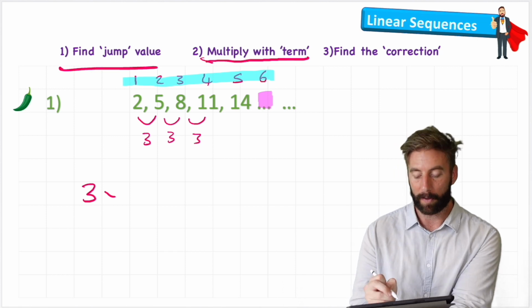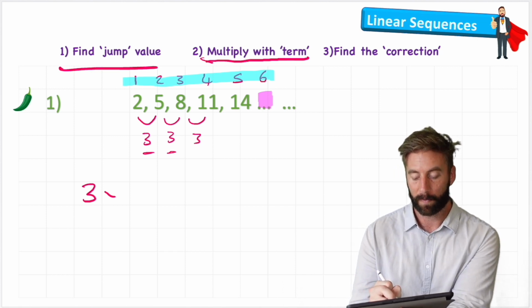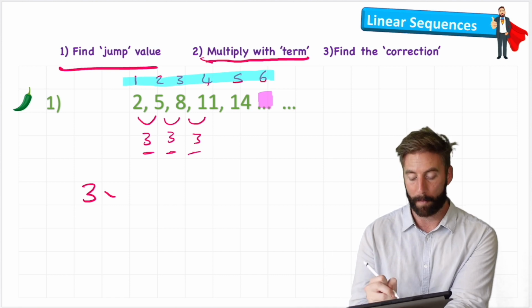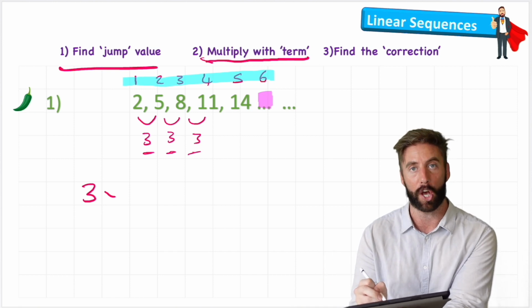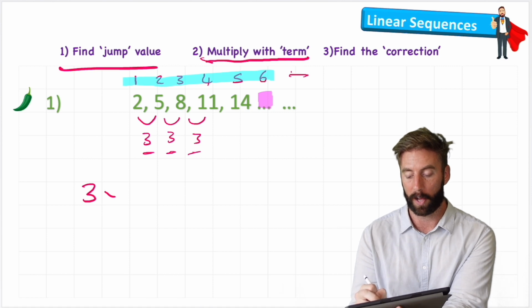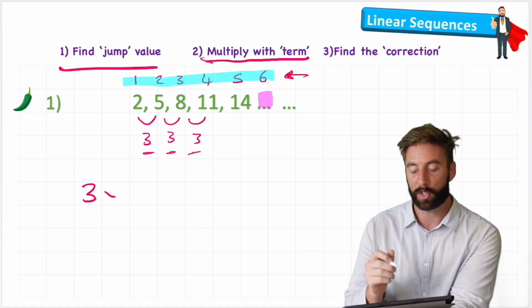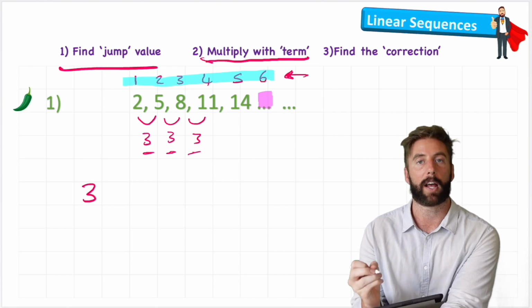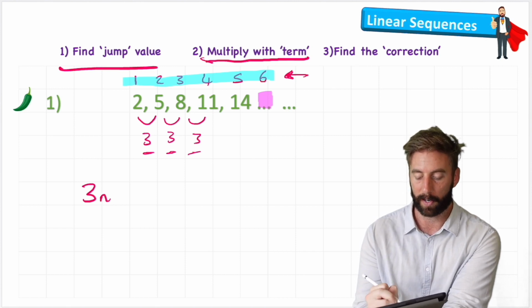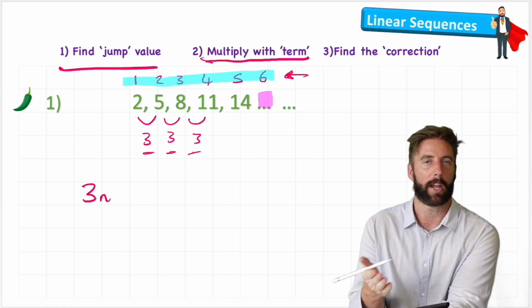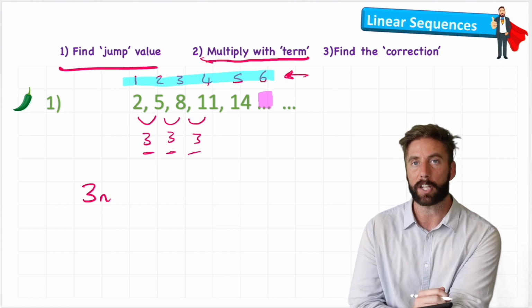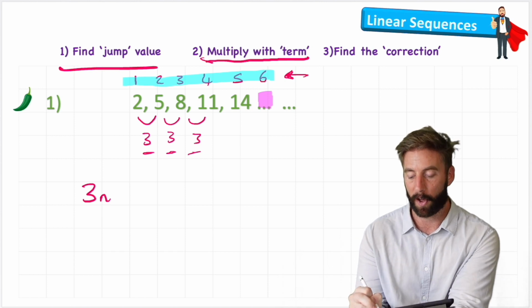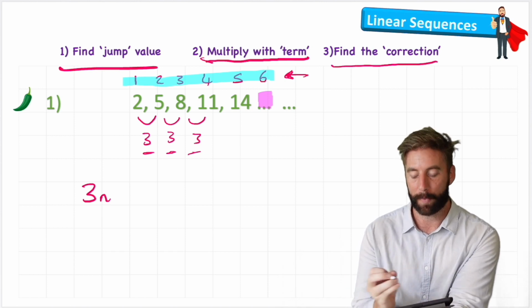Now, if we think about it, if we're going up in threes, then it's a bit like the 3 times table. So if I multiply my 3 by my term, these numbers here in the blue line, then I'm going to get somewhere close to the sequence value. To show that, I can write 3n, with n as my algebraic letter, n like number. But like I say, that's going to be close to our number, but not bang on. So then we need to find the correction. Let's see what I mean there.